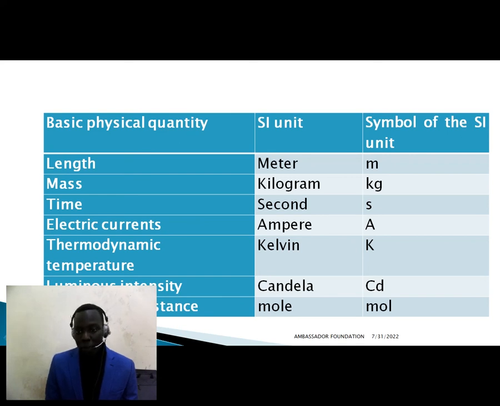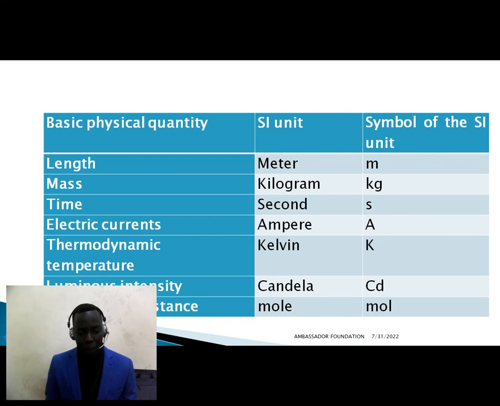Mass, kilogram, that is kg, small k, small g. Time is seconds, small s. Electric current, that is the ampere, capital A is the symbol for ampere. Thermodynamic temperature, that is Kelvin, and capital K is the symbol for Kelvin. Luminous intensity, candela is the SI unit, and the symbol for candela is capital C, small d, Cd. Amount of substance, mole, and the symbol for the mole is mol. These are the 7 basic physical quantities.